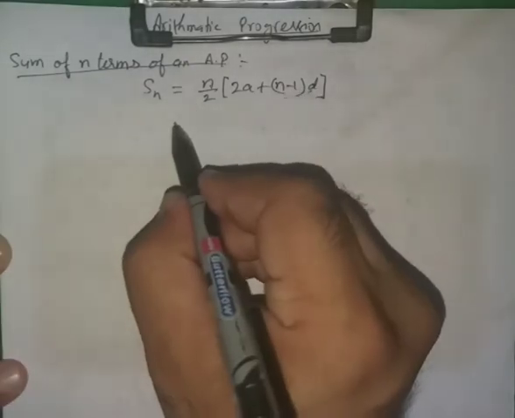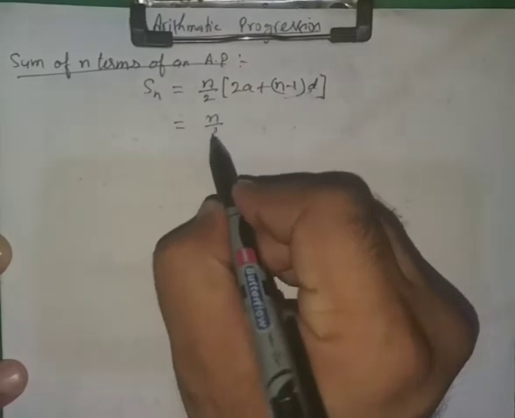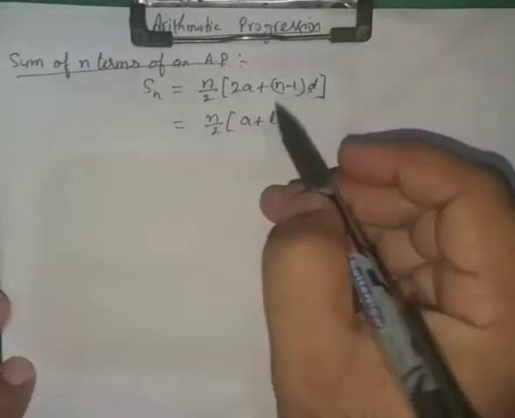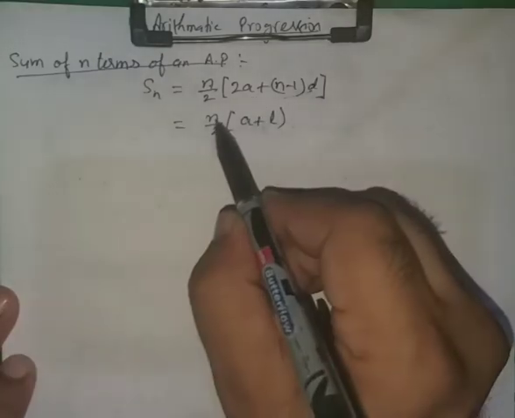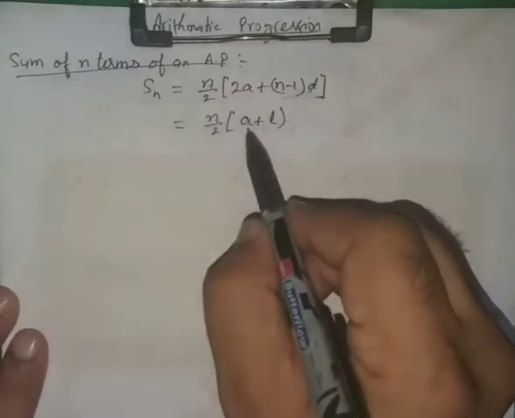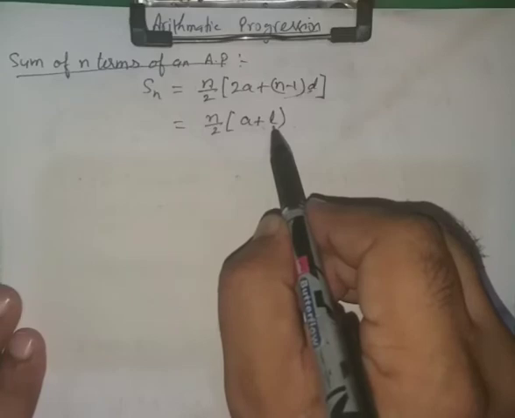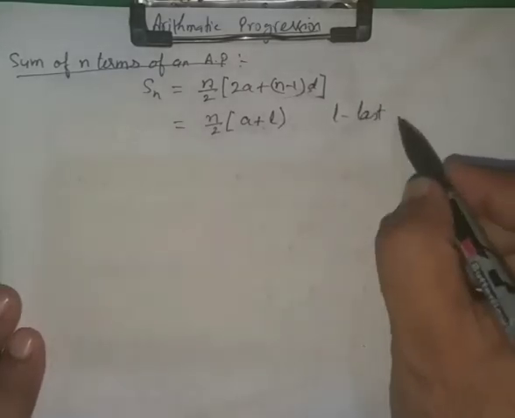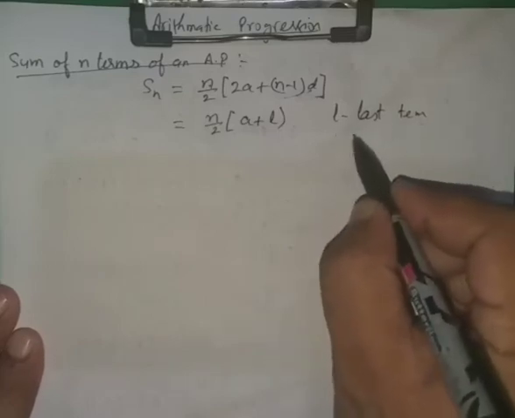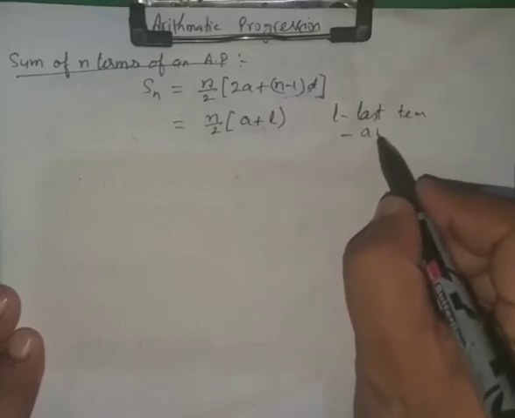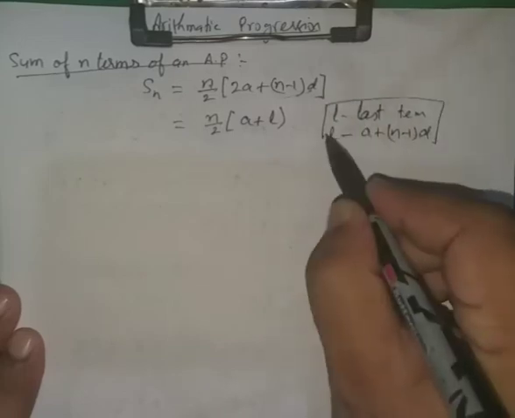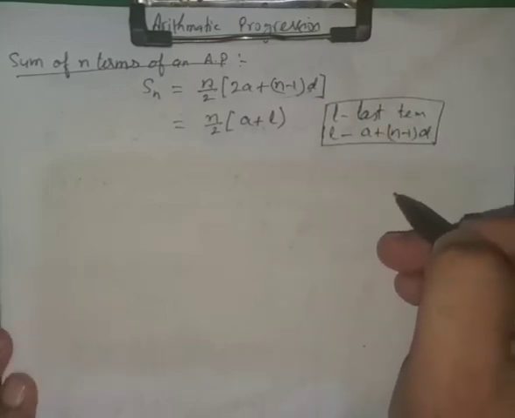And there is another formula, that is n/2 (a + l), where we know the number of terms n, the first term a, and l stands for the last term. So we know the last term. The last term means the nth term, that is a + (n - 1)d. So these are the two formulas to be used in the exercise.